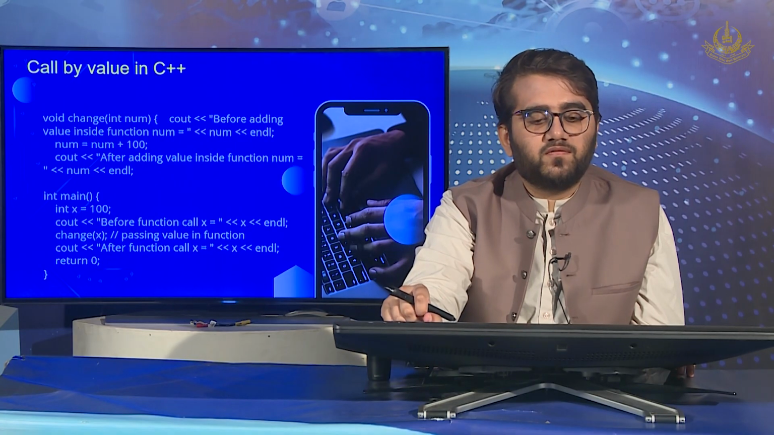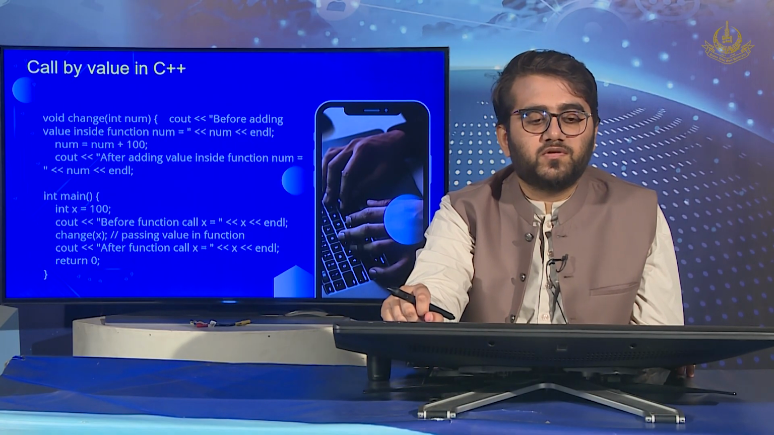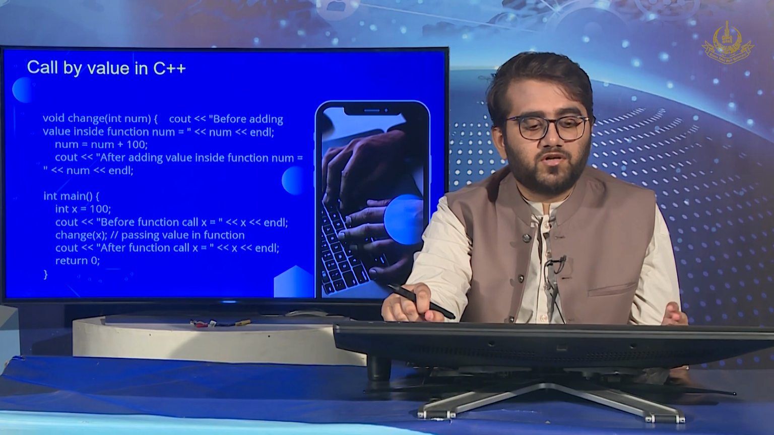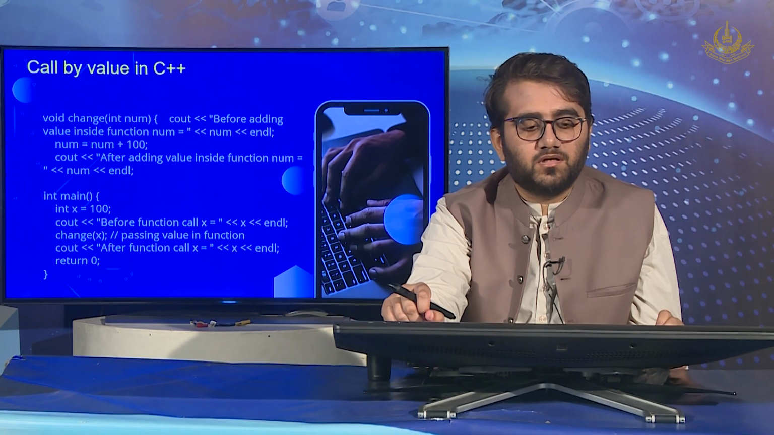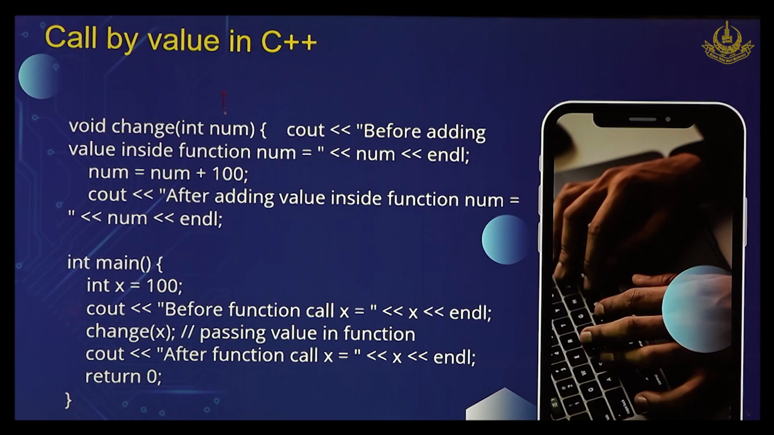Okay. So, here we have been given a program with the call by value in C++. We have a function with no return type, it does not return anything, with the name change, and here we are declaring a variable int num, and then we are printing one value. We are just taking an input from the user, and then we are adding 100 to it, and after the addition we are printing that specific number again. If we come to the actual main program where the function invocation, or function call, is occurring.